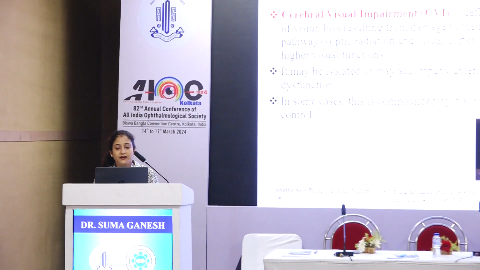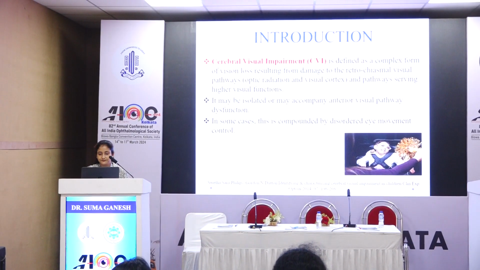Cerebral visual impairment is defined as a complex form of vision loss resulting from damage to the retrochiasmal visual pathways, which includes the optic radiation and visual cortex, and pathways serving higher visual functions. It may be isolated or may accompany anterior visual pathway dysfunction. In some cases, this is compounded by a disordered eye movement control.